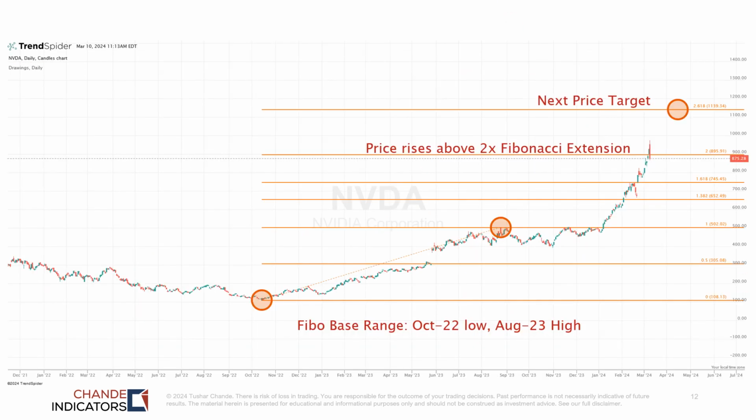Here's a long-term view of the daily price action for Nvidia, and we have used the Fibonacci range extension to understand where we were in terms of the price action. And the base range we have used is the October 22 low and the August 23 high. And you can see that when you plot the extensions, the prices had risen above the 2x Fibonacci extension.